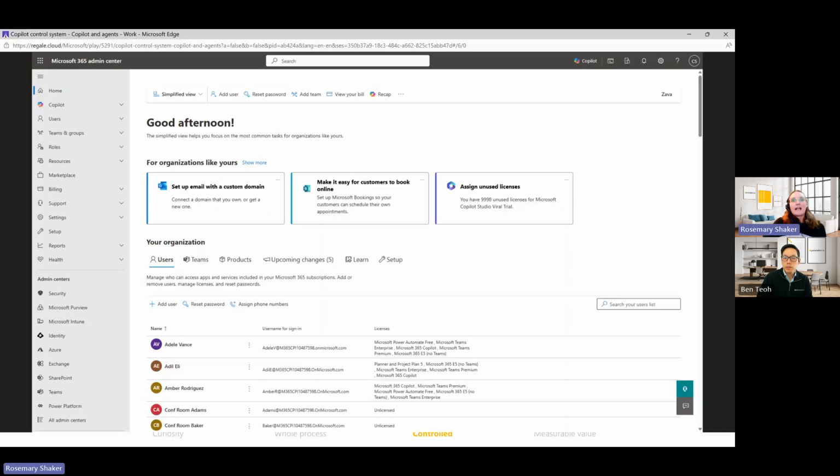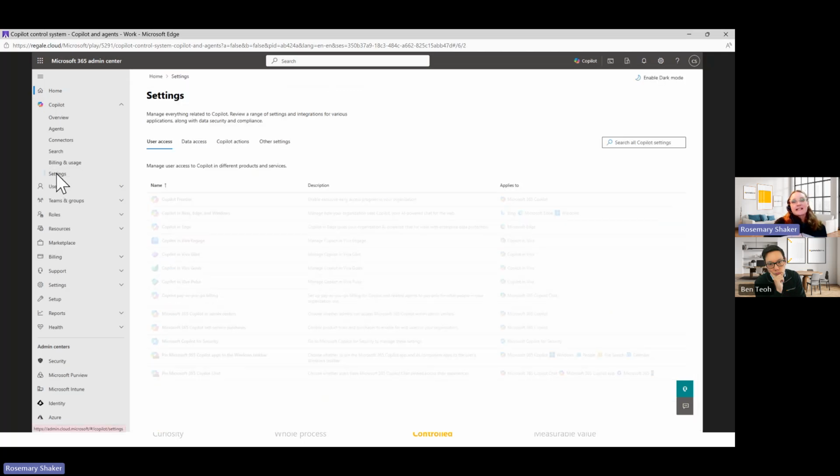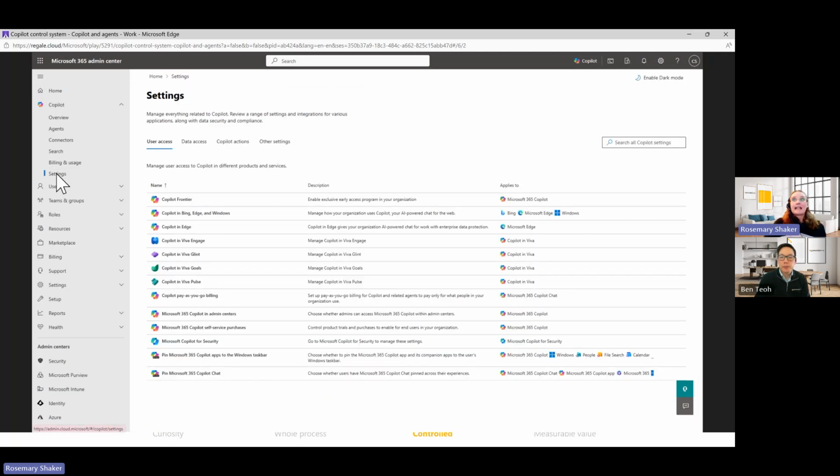So this is our AI control system. You need either full global access to be a 365 admin, or you can have the AI admin role to be able to access this site. What we can do here is come into our Copilot settings, and then come down into our settings here, where we can start to see and manage how that AI tool works and what we can do with that.